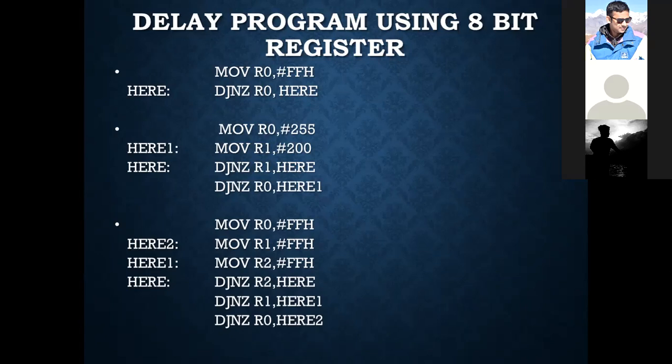Now what operation has been done? MOV R0, #FFH. That means FFH has been inserted into this R0 register. So what kind of operation is it, read or write? Write operation. So one machine cycle only.